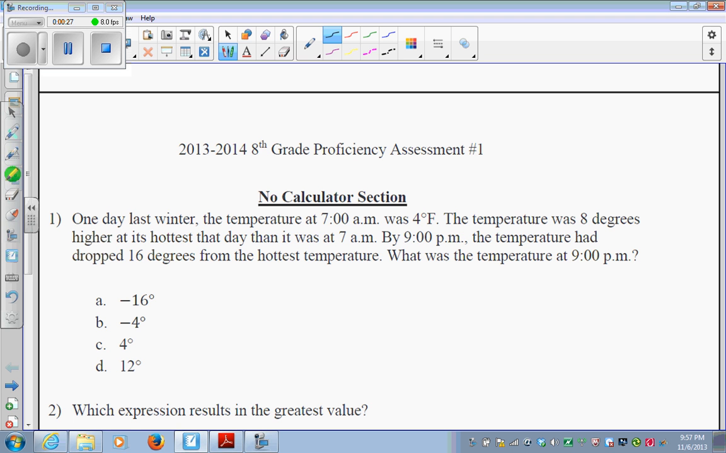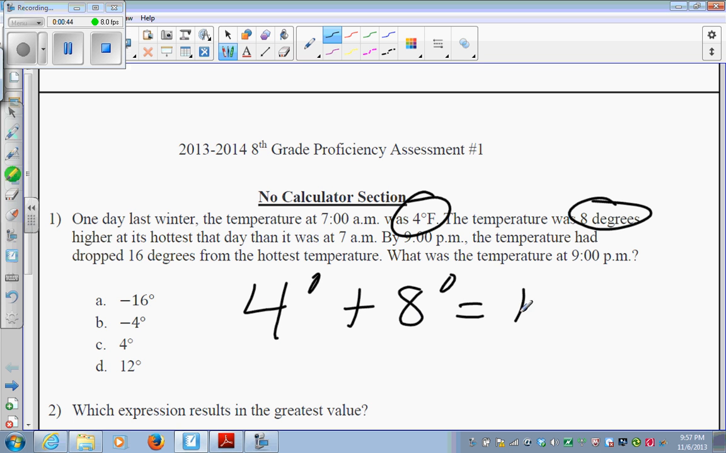Okay, number one. Day last winter, the temperature at 7 a.m. was 4 degrees Fahrenheit. The temperature was 8 degrees higher at its hottest that day than it was at 7 a.m. So at the hottest it was that day, it was 8 degrees higher. So 4 degrees plus going up 8 degrees will give us 12 degrees. The temperature had dropped 16 degrees from the hottest temperature. So this 12 is the hottest temperature. Then it dropped 16 degrees. What was the temperature at 9 p.m.? So we're going to take away 16.